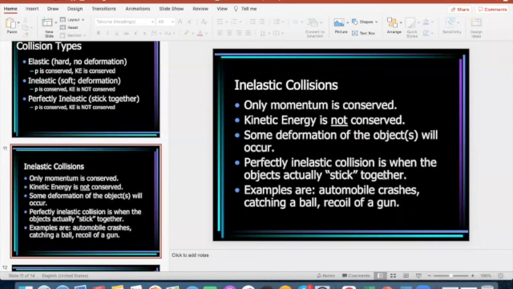All right, so again, for your inelastic collisions, only momentum is conserved. The kinetic energy is not conserved. So you're going to have some change in shape. All right, so some deformation will occur from those objects that collide. And in perfectly inelastic collisions, this is when you have those objects that are stuck together. All right, so they stick to each other. So again, examples are automobile crashes, catching a ball, and the recoil of a gun.